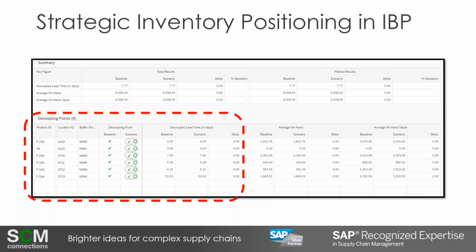So the system will automatically calculate the decoupled lead time based on where that inventory is positioned within your supply chain. And this web application we're viewing here also shows the average on hand in quantity and in dollars or whatever monetary value you're using in IBP. And it enables users to also run simulations on part decoupling point adjustments.